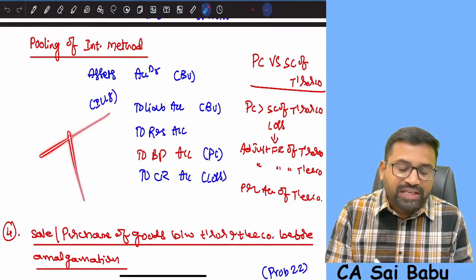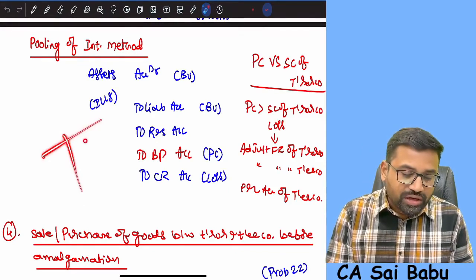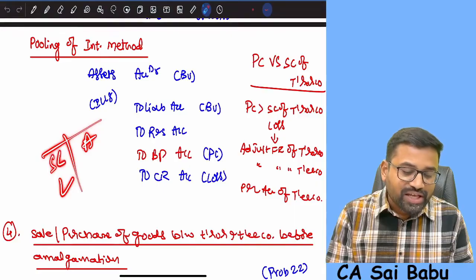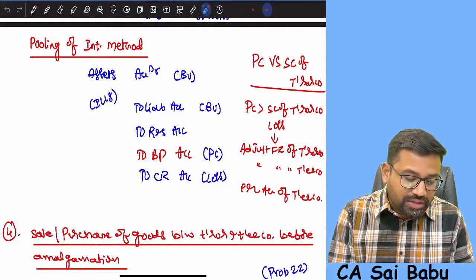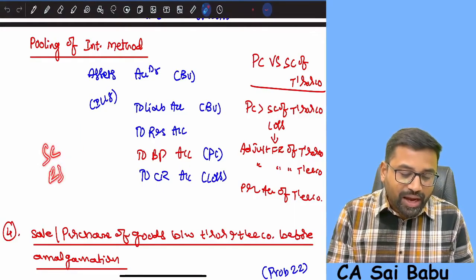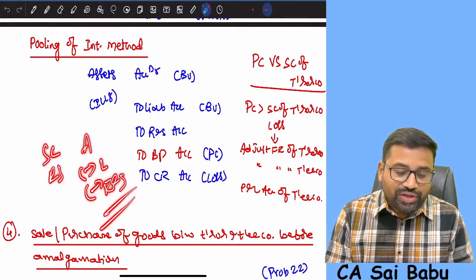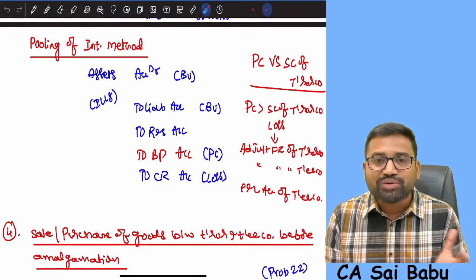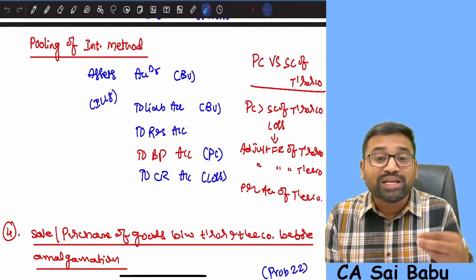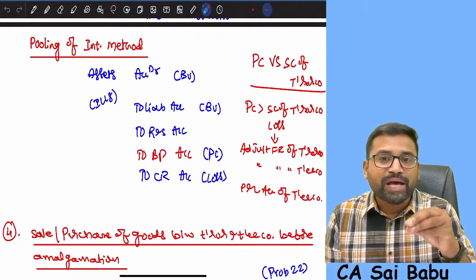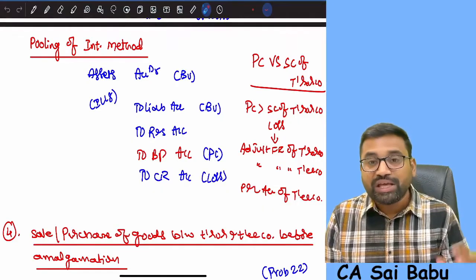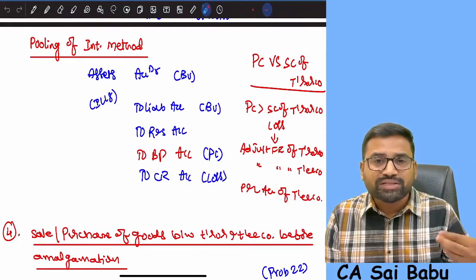Because in the balance sheet of the transferor company, you see assets will be there, liabilities will be there, share capital and reserves and surplus will be there. I am taking assets, liabilities, and reserves and surplus also. So the amount left out is exactly equal to share capital. So why waste our time in calculation? Simply, we will compare PC with the share capital of the transferor company. If our PC is more than the share capital, that's a loss for us.